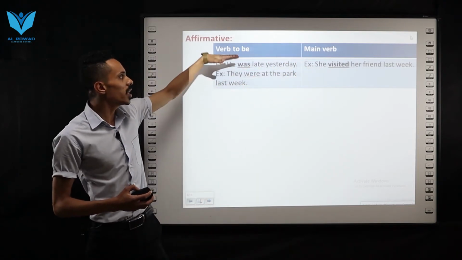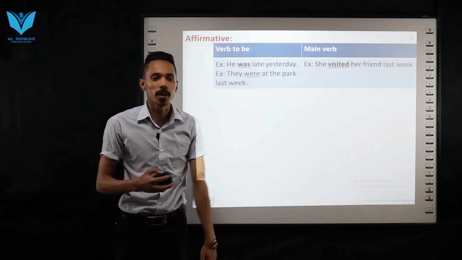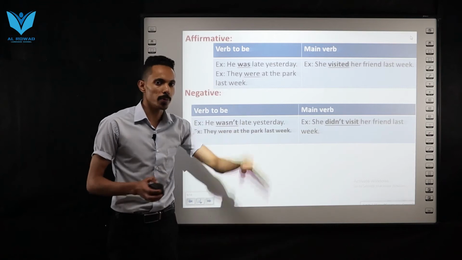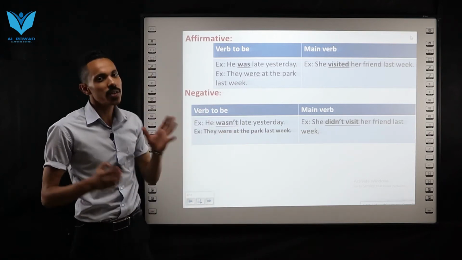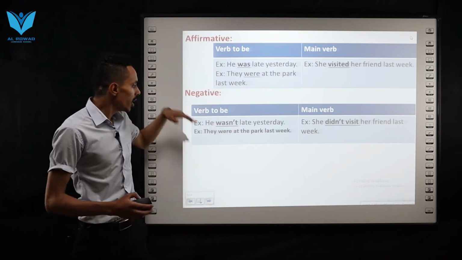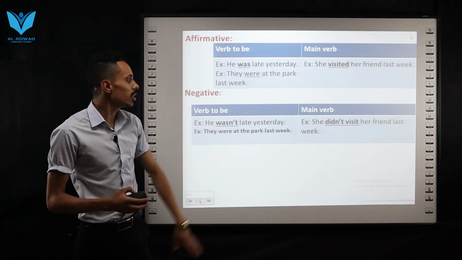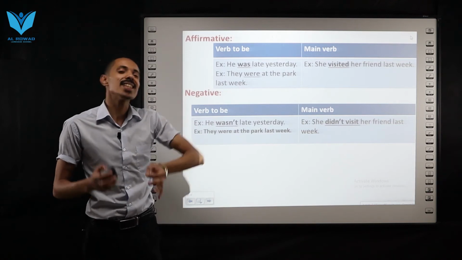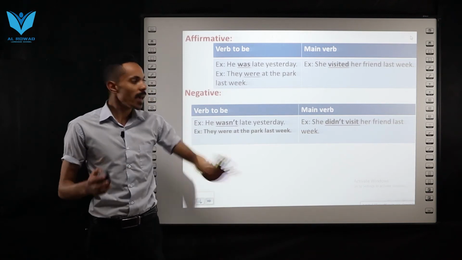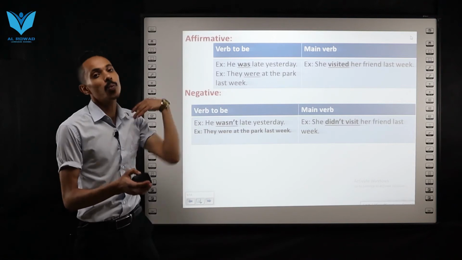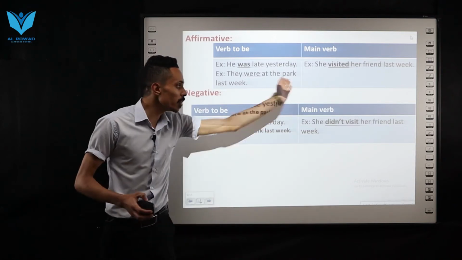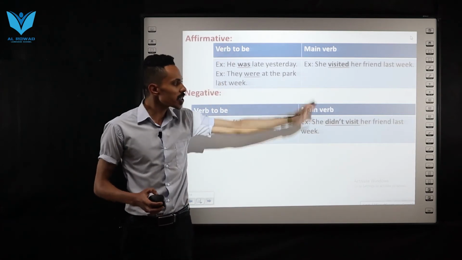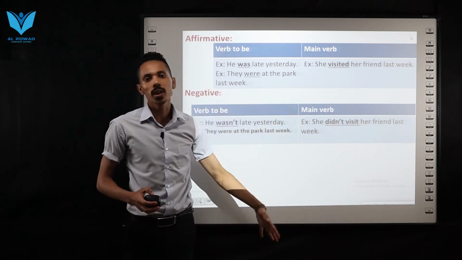It's for the affirmative form. For the negative form here, verb to be and also main verb. For the verb to be, I make a negative using not, like he wasn't late yesterday. And for the main verb, I make it negative using didn't. If we have a main verb past simple and you want to make it negative, put didn't before it and make the verb infinitive. So here, she didn't visit her friend last week.